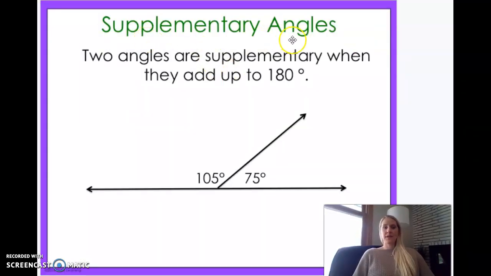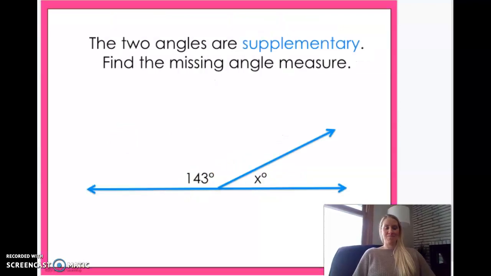Next up is supplementary angles. Two angles are supplementary when they add up to 180 degrees. Or you'll notice a straight line. Or a straight angle. So here we have our straight angle, and then it is intersected by another side to give us two angles that together equal 180. 105 plus 75 equals 180.